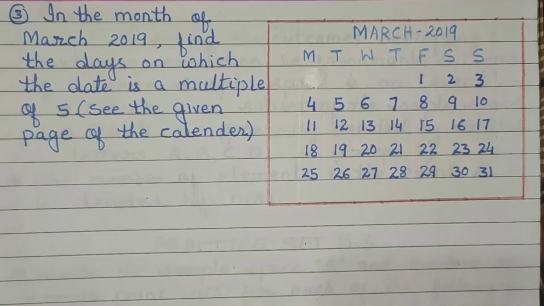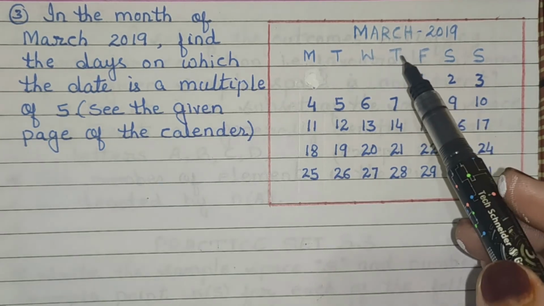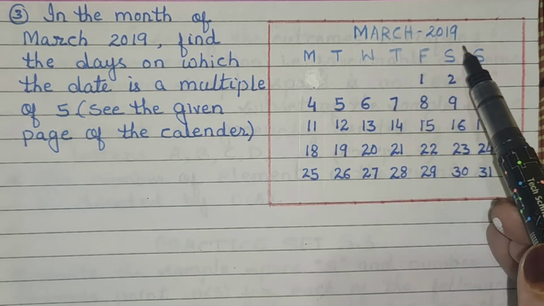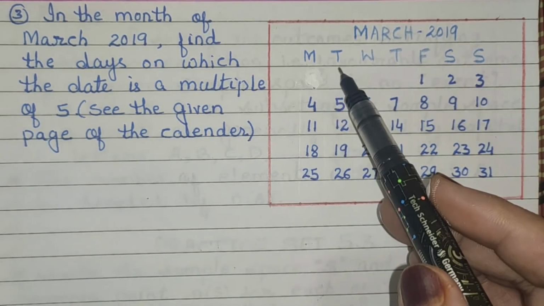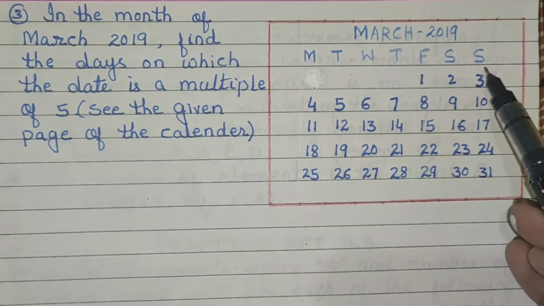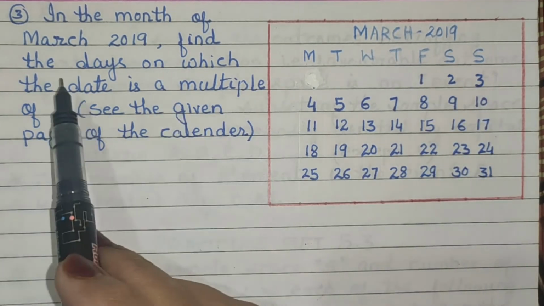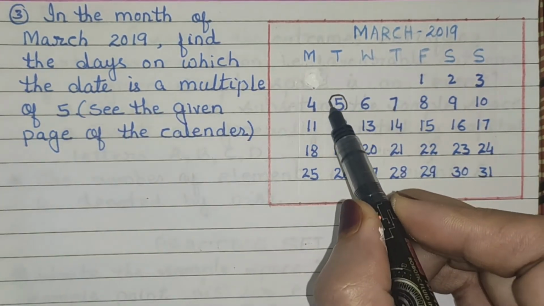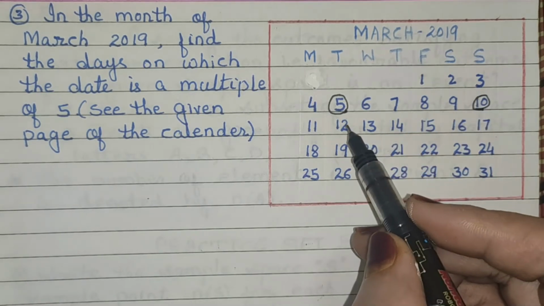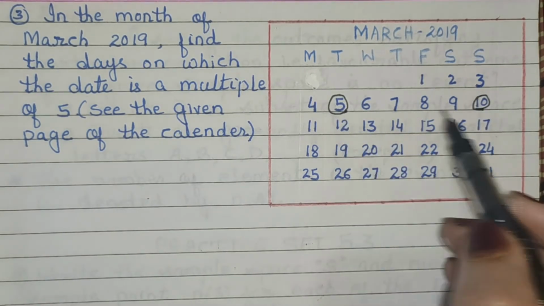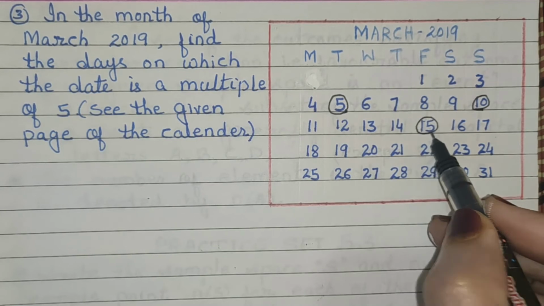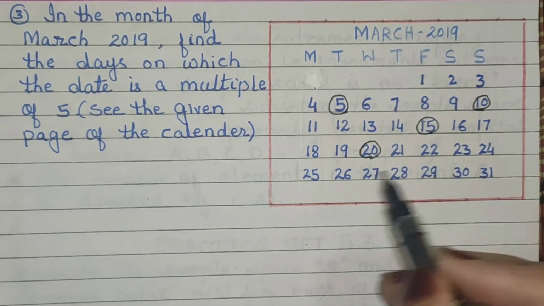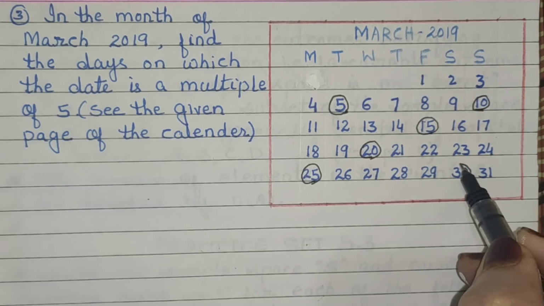Next question is, in the month of March 2019, find the days on which the date is a multiple of 5. See the given page of the calendar. Now look at the calendar here. March 2019. Days Monday, Tuesday, Wednesday, Thursday, Friday, Saturday, Sunday. Now find the days on which the date is a multiple of 5. Now look at here, multiples of 5 are 5, 10, 15, 20, 25 and 30.